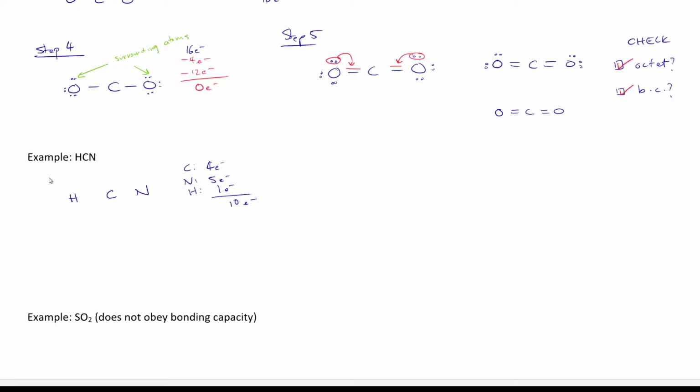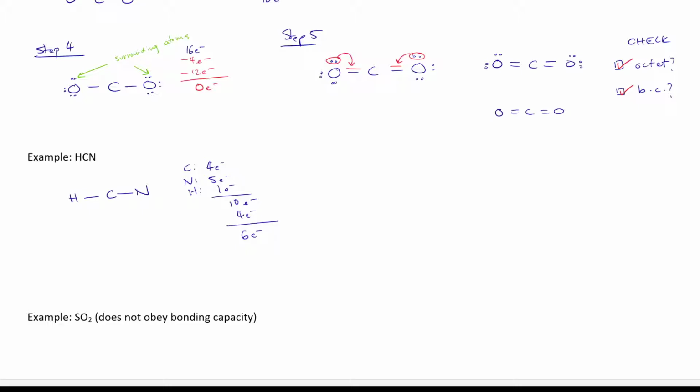Step 3 is to place the bonding pair. So I place a pair here and a pair here. So I bond the atoms together. 2, 4 electrons placed. And now I have 6 electrons left to place.